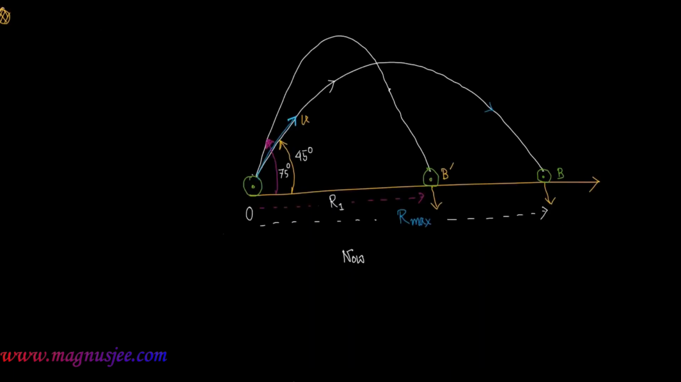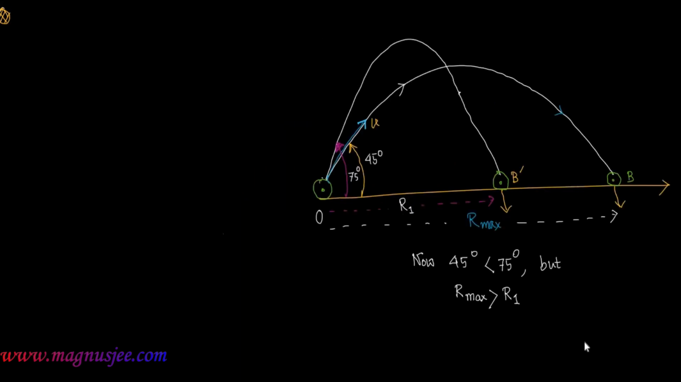Now 45-degree is less than 75-degree, but R max will be greater than R1. R max is the horizontal range at 45-degree, and R1 is the horizontal range at 75-degree.